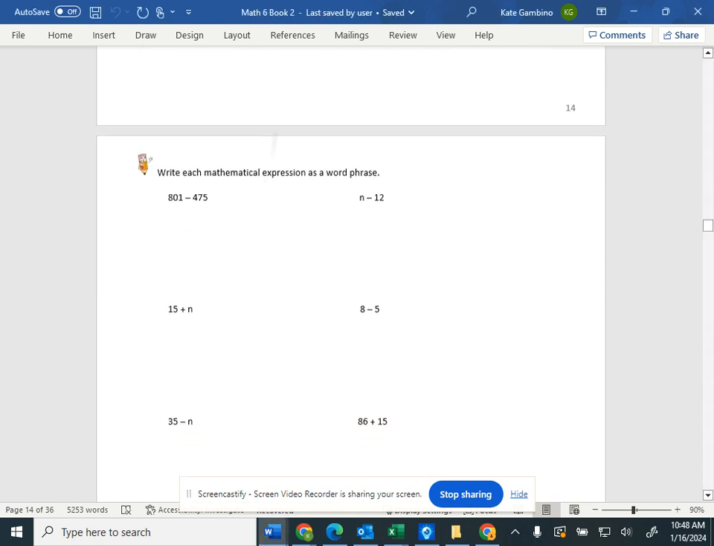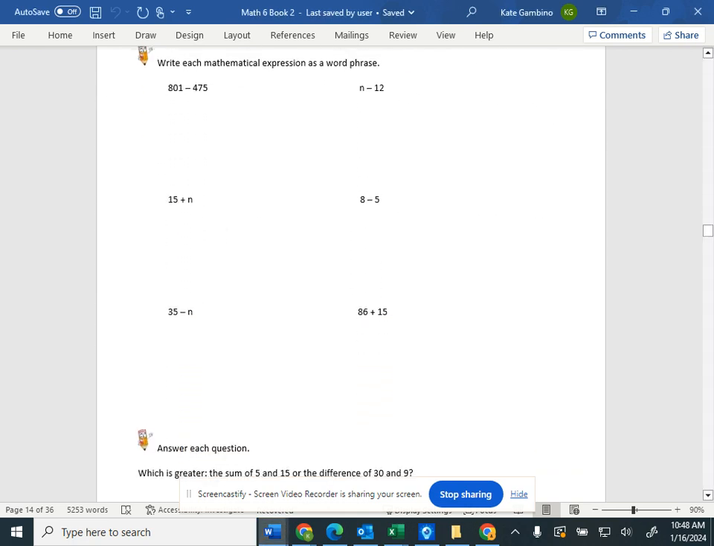So on the second page, it says, write each mathematical expression as the word phrase. So now we're going to use our words. It says 801 minus 475. How could I write that out? Melanie? 475 subtracted from 801.